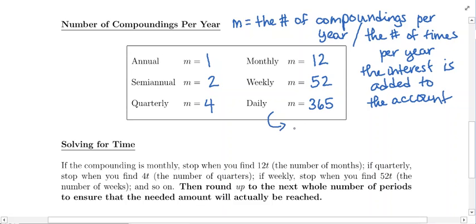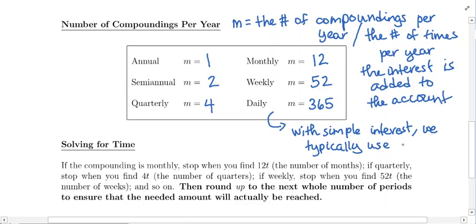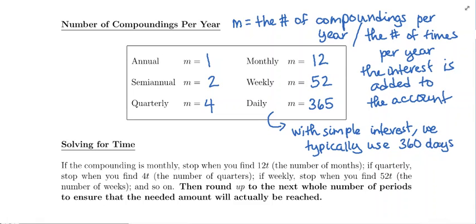I'll make a note on here: with simple interest, we typically use 360 days in a year. Okay, but again, you would be reminded of that, so you don't need to think too hard about it. I would just use 365 unless told otherwise. Okay, so those are your M values.